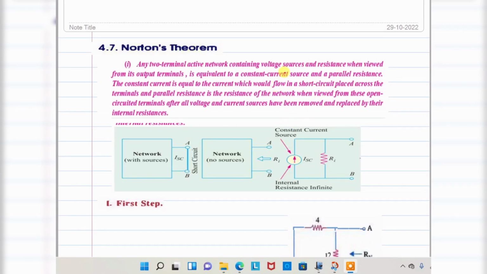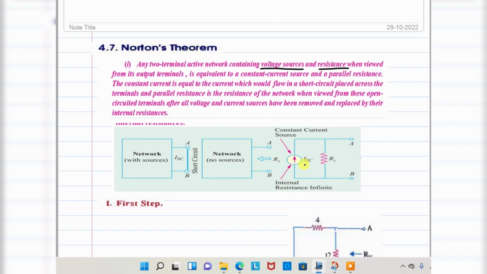Okay, next one, Norton's theorem. So first look at the statement. Any two-terminal active network containing voltage source and resistances viewed from its output terminals. So let us take, this is a network, we can see it from two terminals. Viewed from the terminals, it is equivalent to a constant current source in parallel with a resistance.